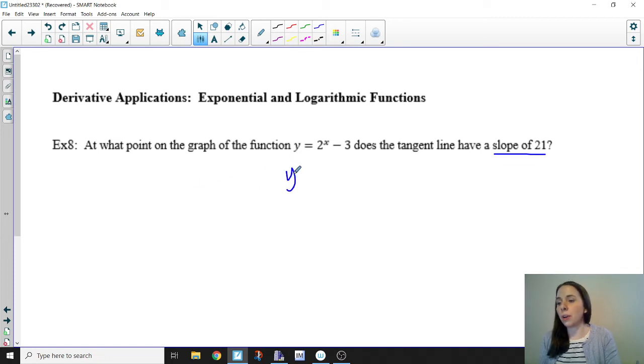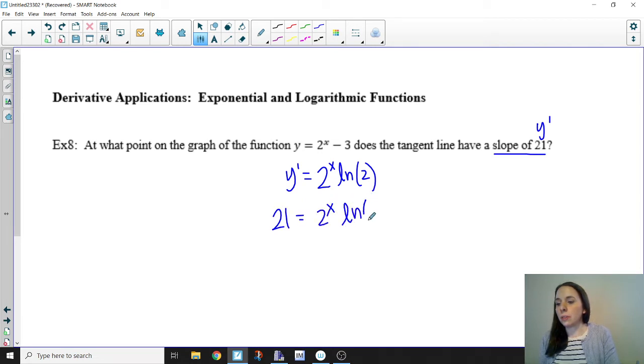So let's just do that first. Let's get y prime of this function, and that will give us our slope formula. And it's pretty easy. The derivative of 2 to the x is 2 to the x times the ln of 2. Right? That's using our y equals a to the x derivative formula. The minus 3 goes to 0, so that's it. Okay, now this slope of 21, that's giving us a particular y prime value. So y prime equals 21.